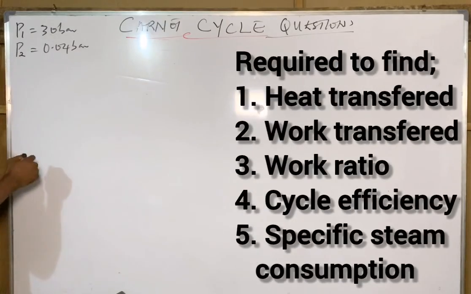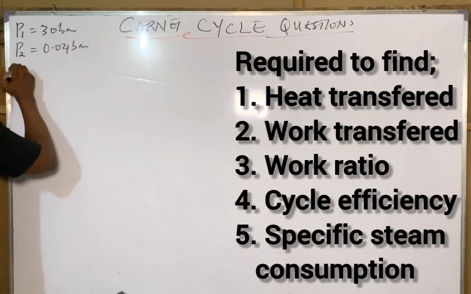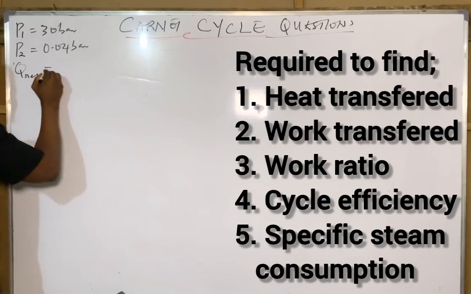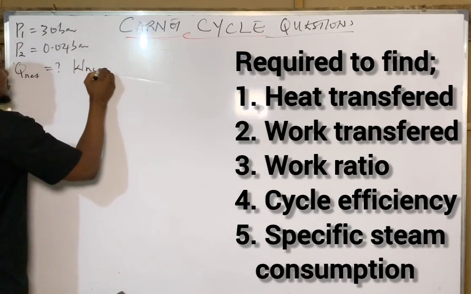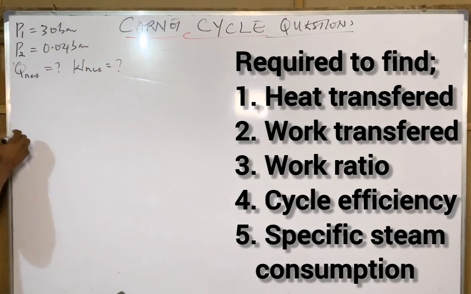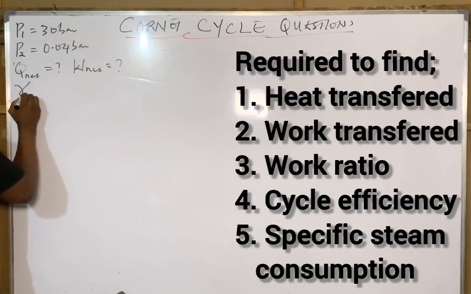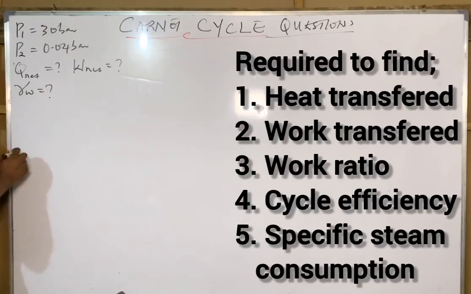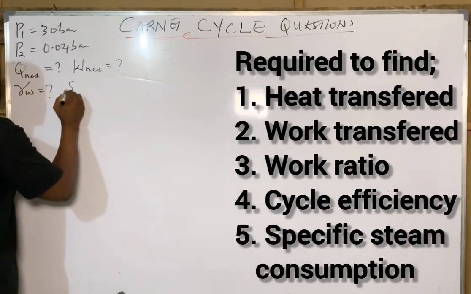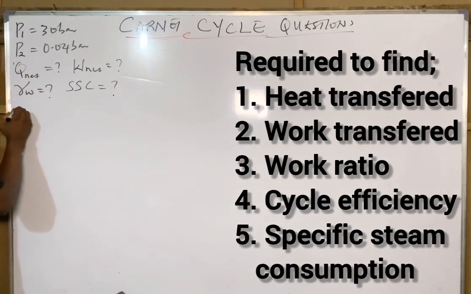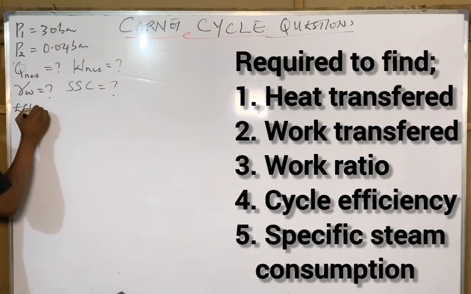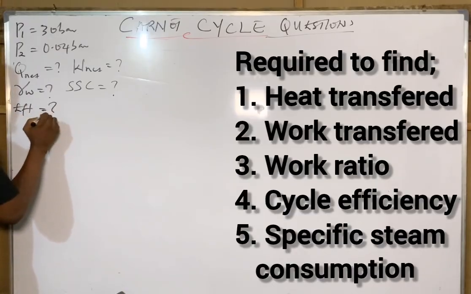Now we are asked to calculate the heat transferred. That's the net heat. We're asked to find the work transferred, which is the net work, unknown. We're asked to find the work ratio, unknown. We're asked to find the specific steam consumption, unknown. We're asked to find the efficiency, unknown.